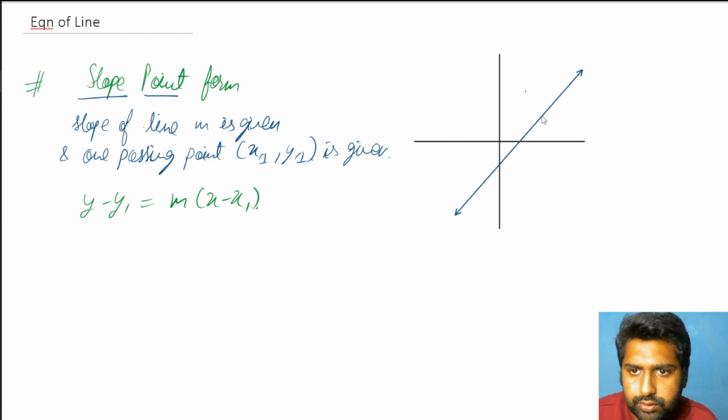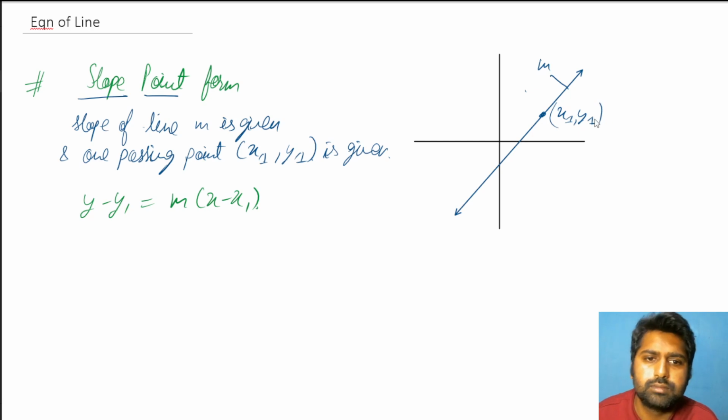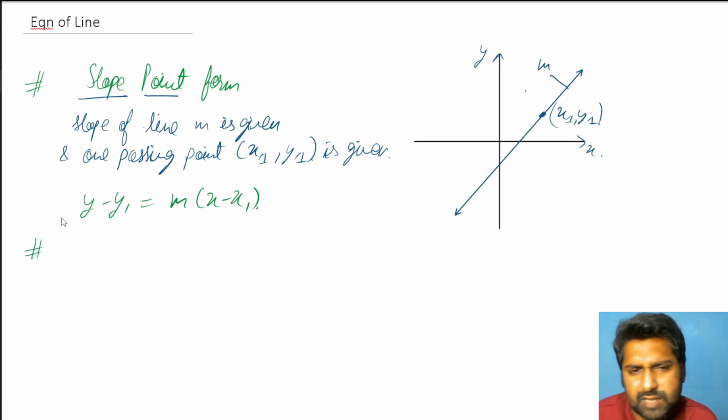For any line, you will have a passing point x1, y1 and slope m. This much you will know. In that scenario, we'll use this equation. All right, we'll see how you use this. Let's discuss a few forms, then we'll start with the examples or illustrations of it.